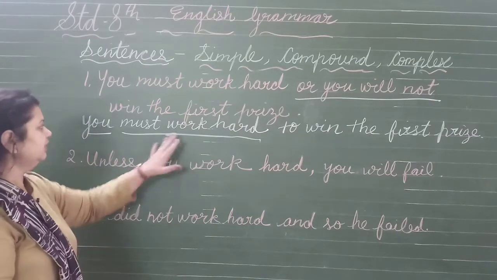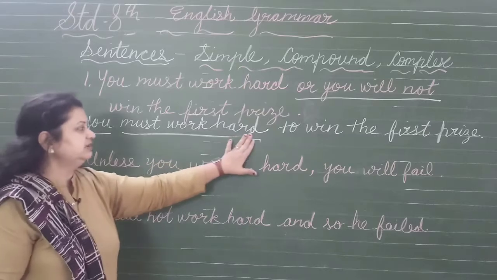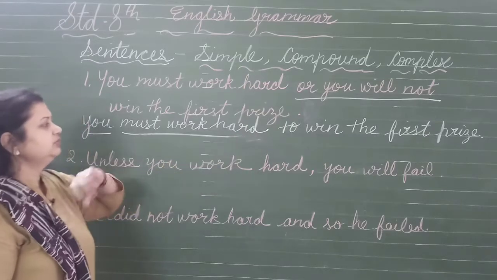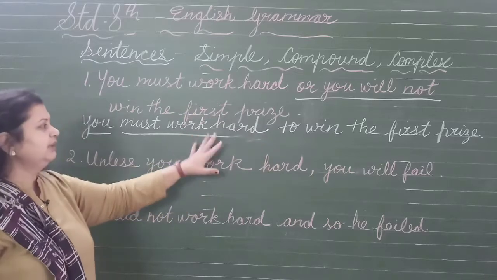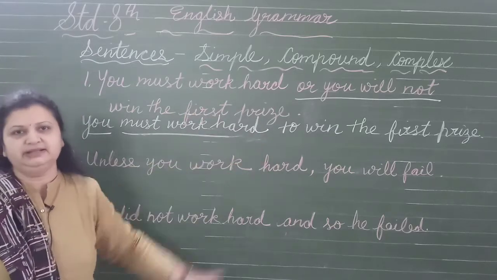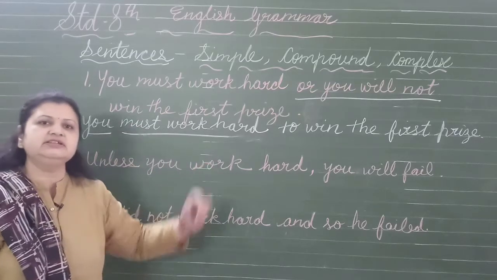Must and work are the finite verb here. So "to win" is the infinitive. We use "to win" to make one simple sentence. So in this way you can change a compound or complex sentence into a simple one.